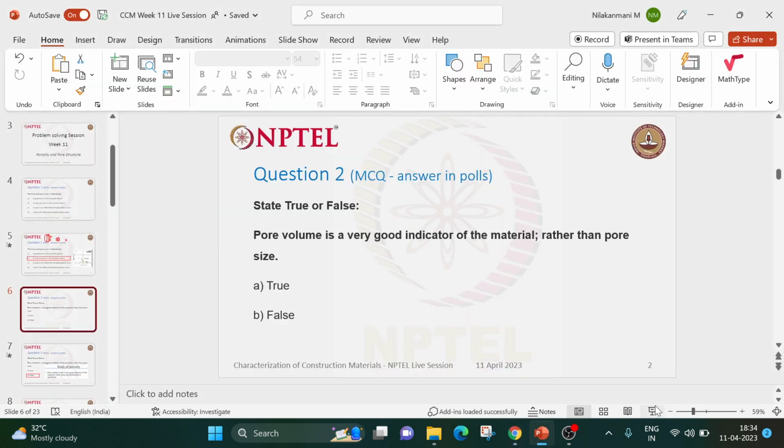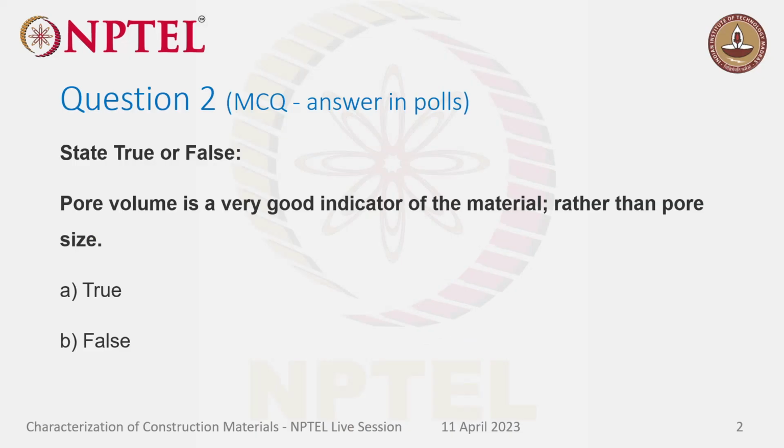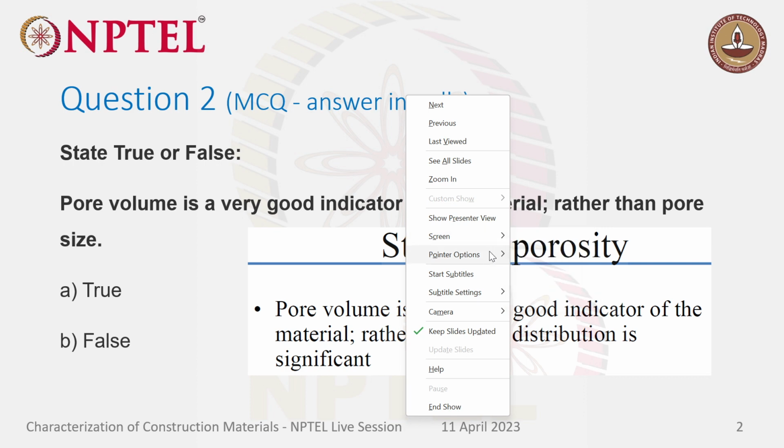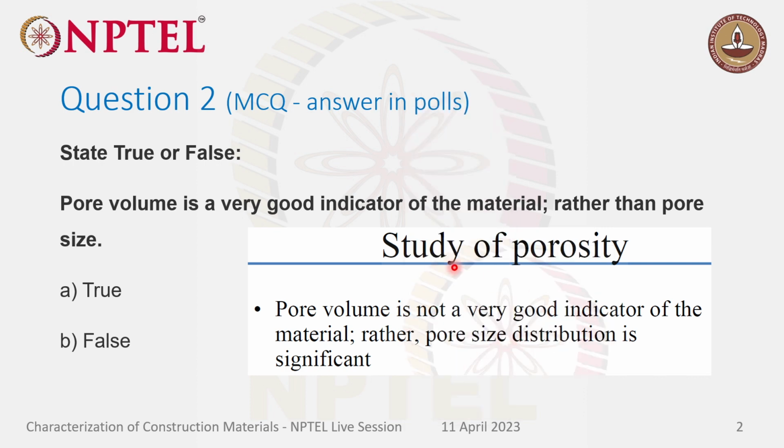Okay, now let's see. The statement is given in this particular snap from the lecture PPT. In the slide on the study of porosity, it's given that pore volume is not a very good indicator of the material. Rather, pore size distribution is significant, which means the statement is false, so the correct answer is false.